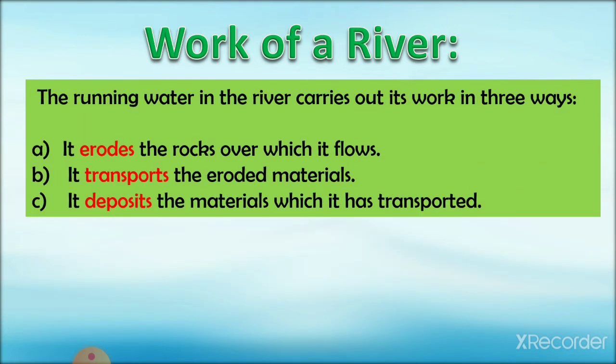The running water in the rivers carries out its work in three ways, right? So how does it work? First, it erodes the rocks over which it flows. Second, it transports the eroded materials. And third, it deposits the material which it has transported, right? So this is how a river works in the formation of various landforms.